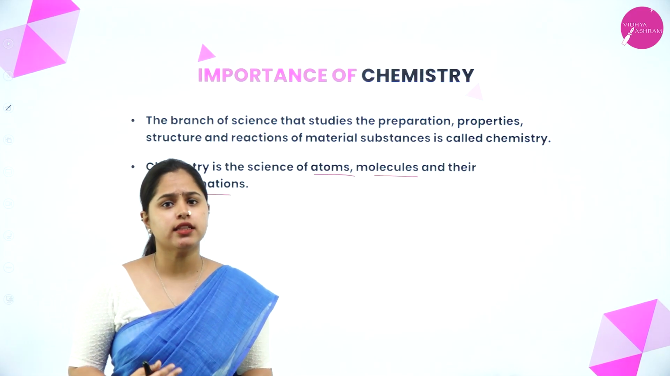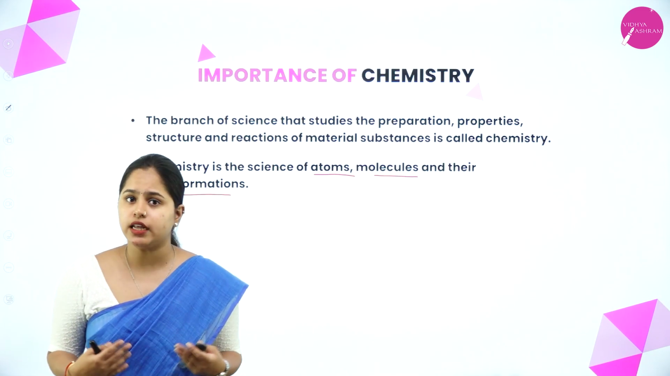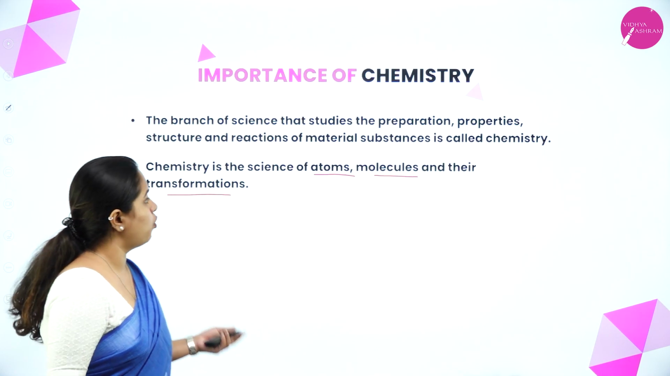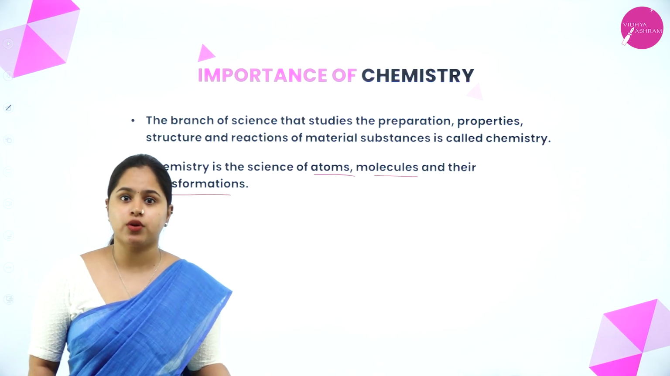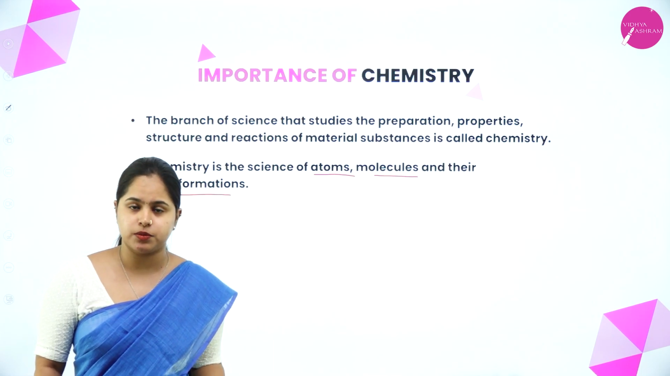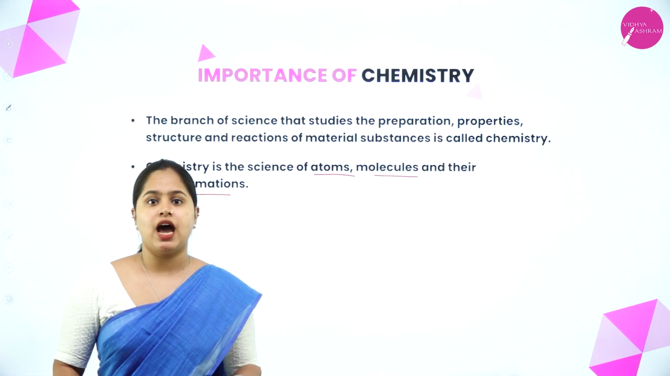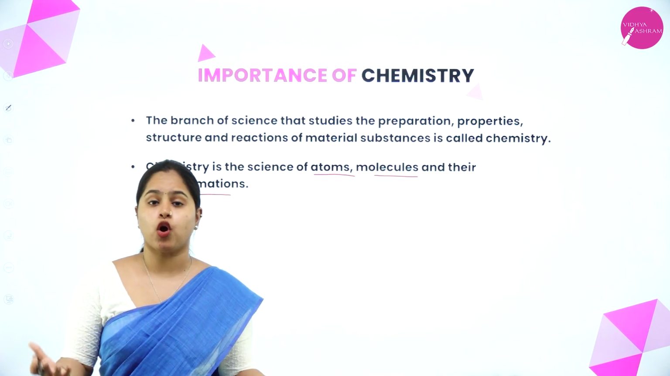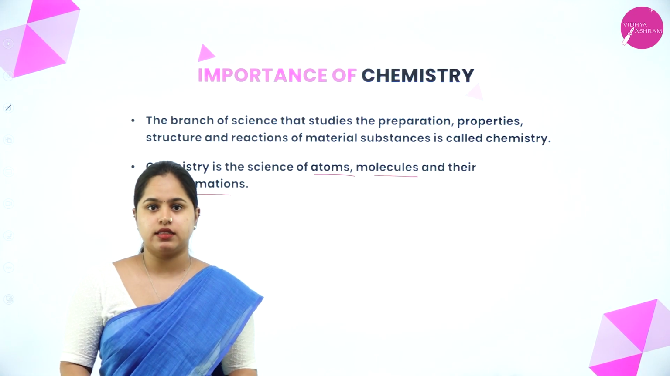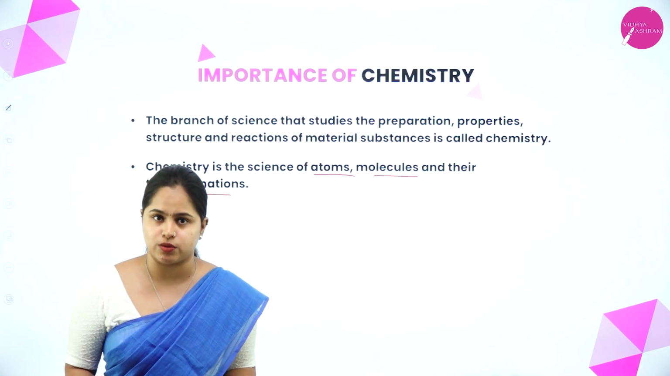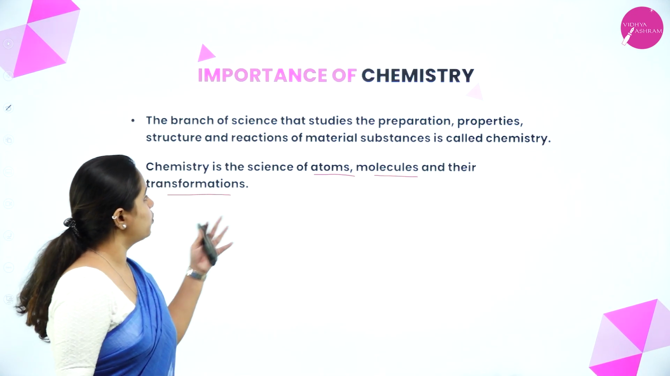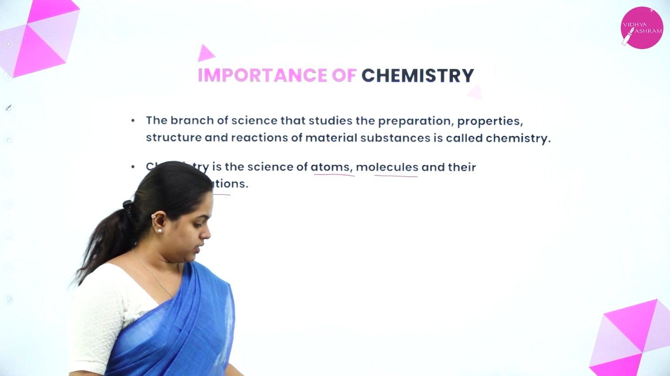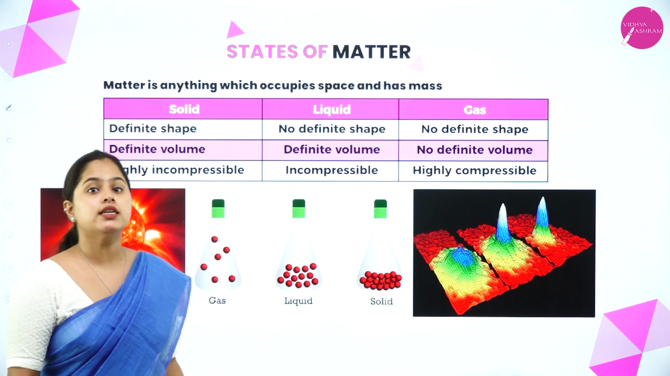Not only in the case of medicines, everywhere in and around you, you are able to see a lot of chemical reactions taking place. What happens in there? The atoms combine together to form molecules. They undergo transformations. They undergo reactions. That is how you are able to see the changes happening around you, or whatever products you are able to see, the matter that is made up of these atoms and molecules. So chemistry deals with atoms, molecules and their transformations.